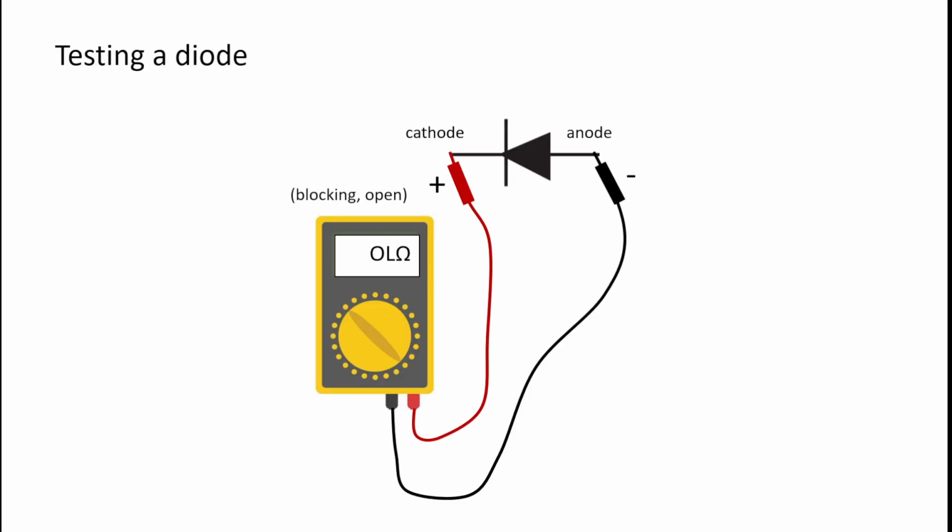A diode can be tested with a basic ohmic function on a digital multimeter or analog multimeter by placing the positive and negative leads, the positive to the cathode, negative to the anode. We should confirm that the diode is blocking because we've reverse biased it. And that's because there is a battery inside the multimeter. If I instead reverse the connections, I should then see continuity or a closed connection of very low ohmic value.